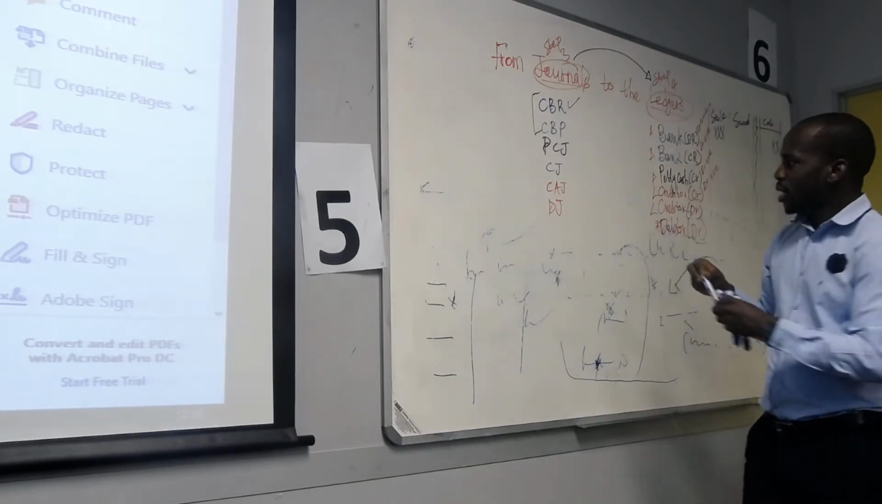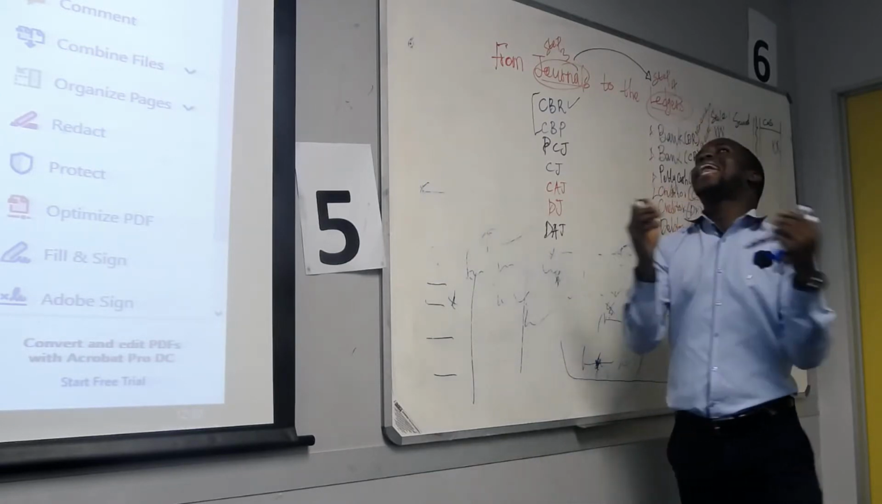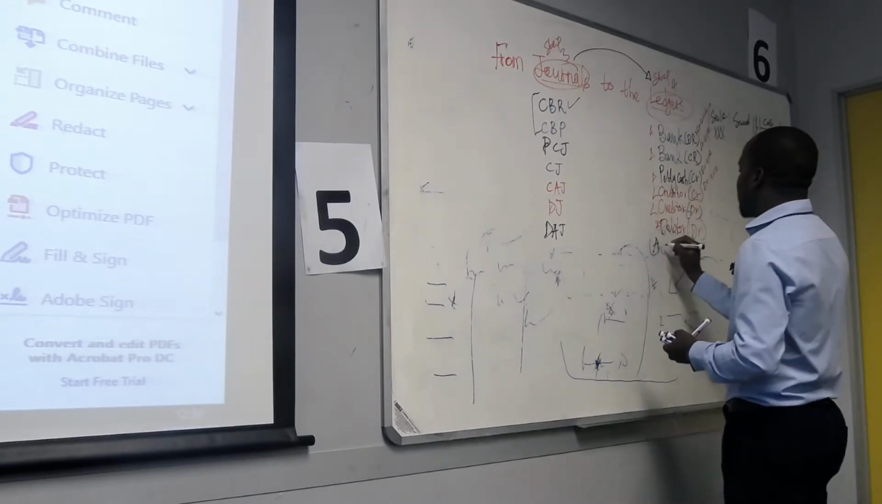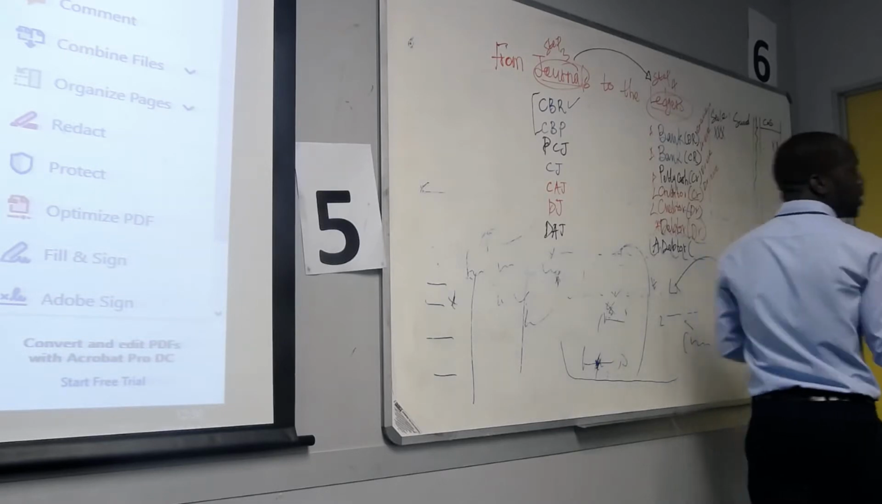Right? DAJ, the Debtors Allowance Journal. We allow our debtors to return some of the things that they got on credit. What is the main account? We have debtors control again. Another asset is debtors control. Do we debit or credit it?